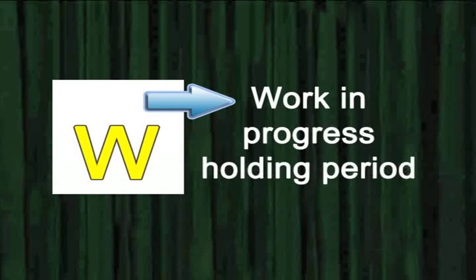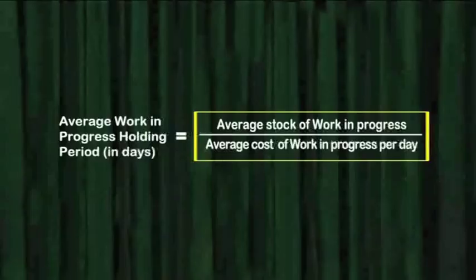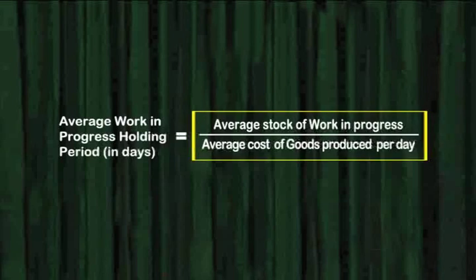Now we have to compute W. W means work in progress holding period. It will be computed using the formula average work in progress stock divided by average work in progress stock per day, or we can say cost of goods produced per day. So again here we have to find out the denominator in the days because the question has given us the information of work in progress inventory, or we can say cost of goods produced inventory in a year, that is yearly figure is given. So we will divide it like this.